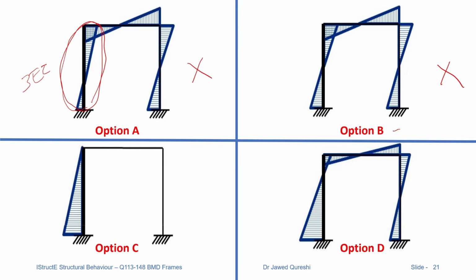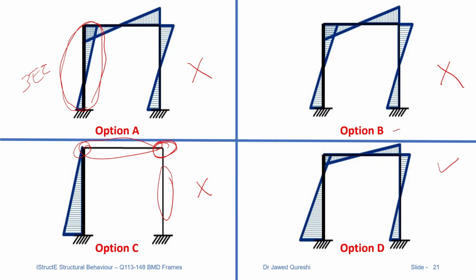And option C is incorrect because the beam is not developing any moment, the column is not developing any moment, and I don't see the reason why they are not having moment. The joints are fixed. When we have fixed joints, they should have some mechanism to transfer bending. So option C is incorrect. Option D is the only option which is correct.